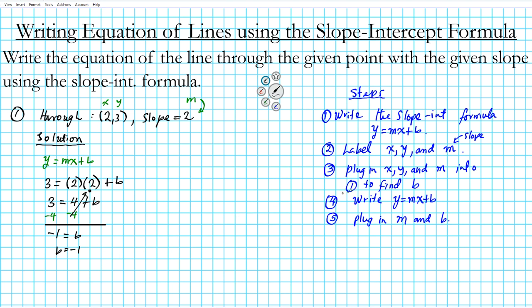Okay, so from b, now we're going to rewrite the slope-intercept form again, y equals mx plus b. So we know what b is. We also know what m is, right? We know that m from the given problem, the slope is 2. So we're just going to plug in these two values into this equation, and then we're going to have y equals mx, which is 2x plus b, plus negative 1.